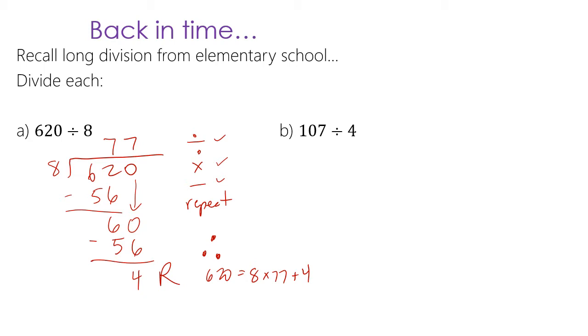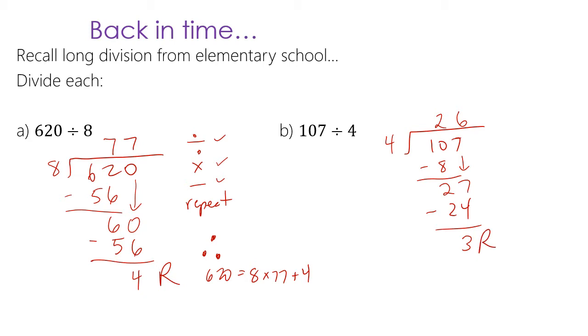Same process, let's try it for 107 divided by 4. So 4, 107. Does 4 go into 1? No. 10? Yes. Goes in twice. 4 times 2 is 8. Subtract, is 2. Bring down the 7. Does 4 go into 27? Yes. 6 times. Multiply. 6 times 4 is 24. Subtract. We get a remainder of 3.